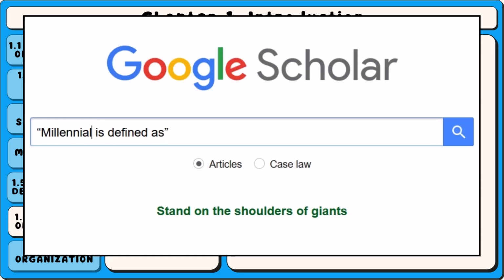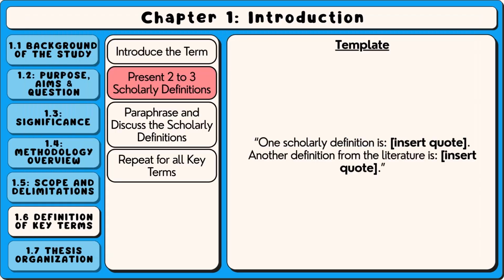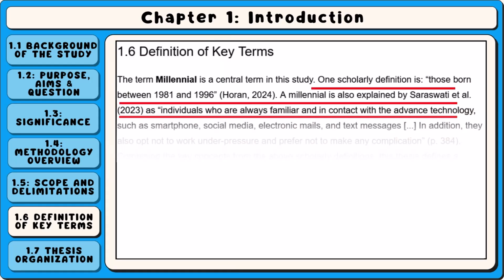This will find articles that are explicitly defining your key term. Here's a template for this step. One scholarly definition is, and then insert a quote from the definition. Then in the next sentence write, another definition from the literature is, and then you'd insert the second quoted definition. Here's how our sample thesis did it.